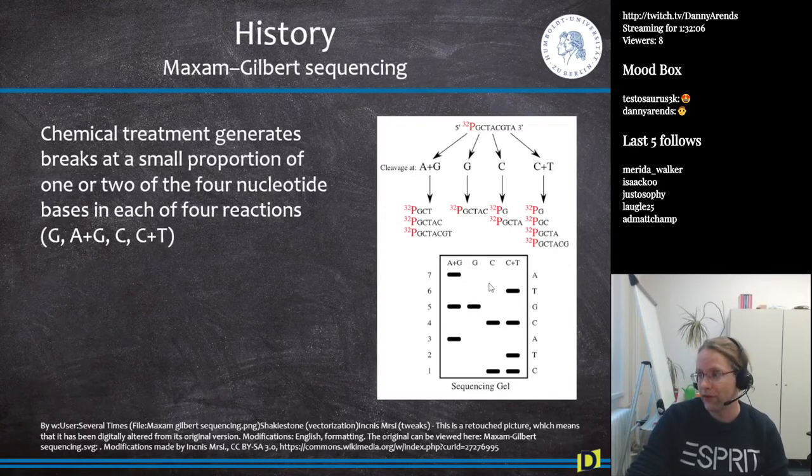So relatively dangerous. And of course, the way to make it visible was by having radioactive elements in there as well. But it was the 1970s, so that was perfectly fine. Nowadays, we don't do it like this anymore. Remember that the original sequence needs to be read from the bottom to the top.